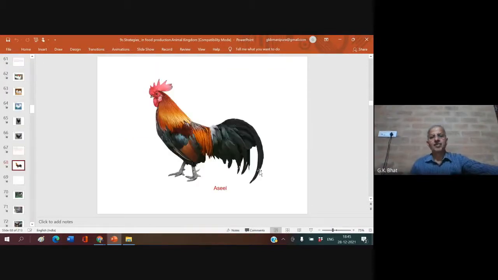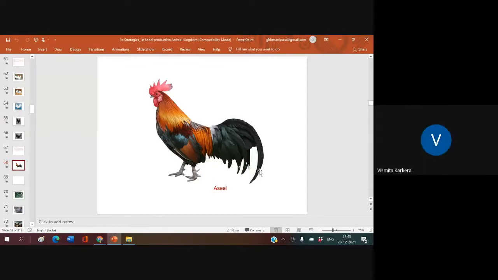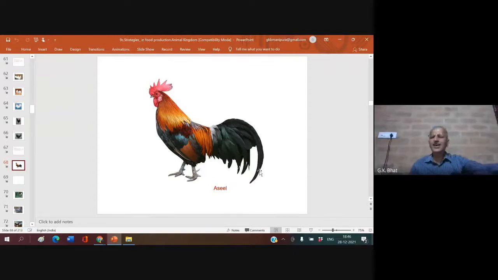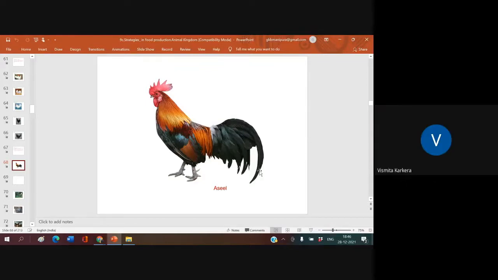This is Asil. You know, this Asil is always used in cockfighting. Have you heard about cockfighting? Canisa? Cockfighting? Have you heard about it? Vishwita? Yes, sir. Cockfighting, have you heard? Yes, sir. What is it? Sir, fighting of cocks. Fighting of cocks, I know. Where have you seen? Sir, in our place, it's common.